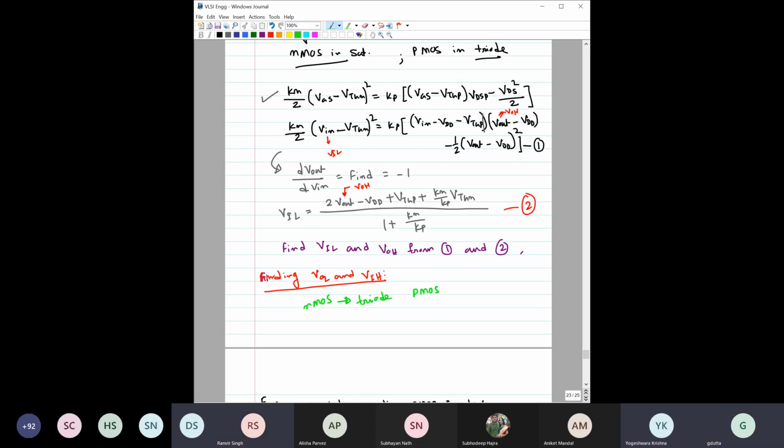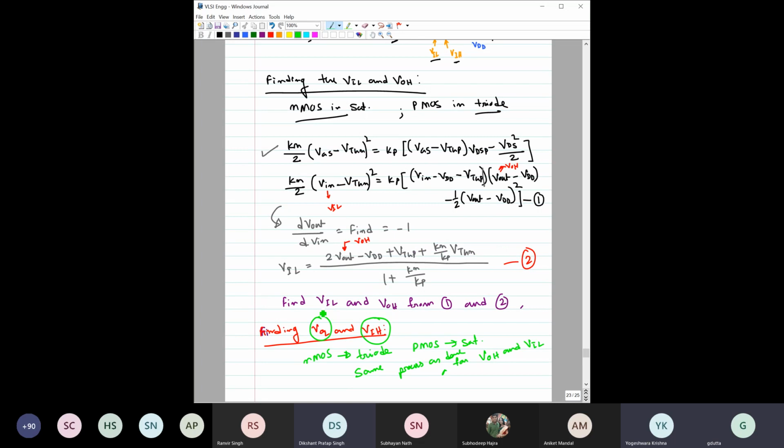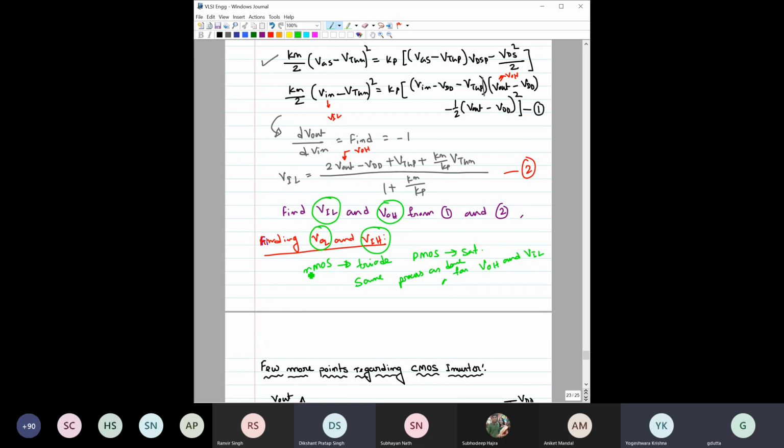And PMOS? Saturation. Saturation, right? Same process as done for VIH and VIL, right? So that way, you know VOL, VIH, VIL, you will get VOH. So if you know all four, then find noise margin high and noise margin low, right?